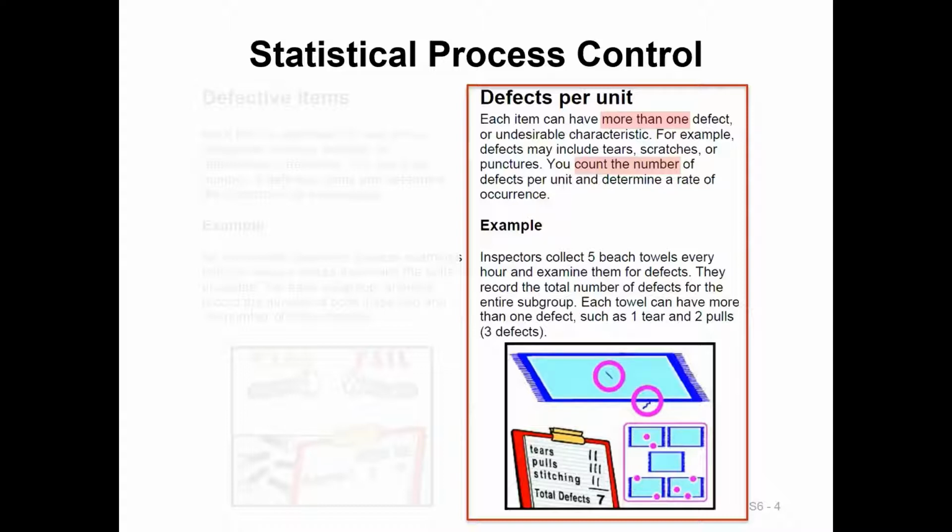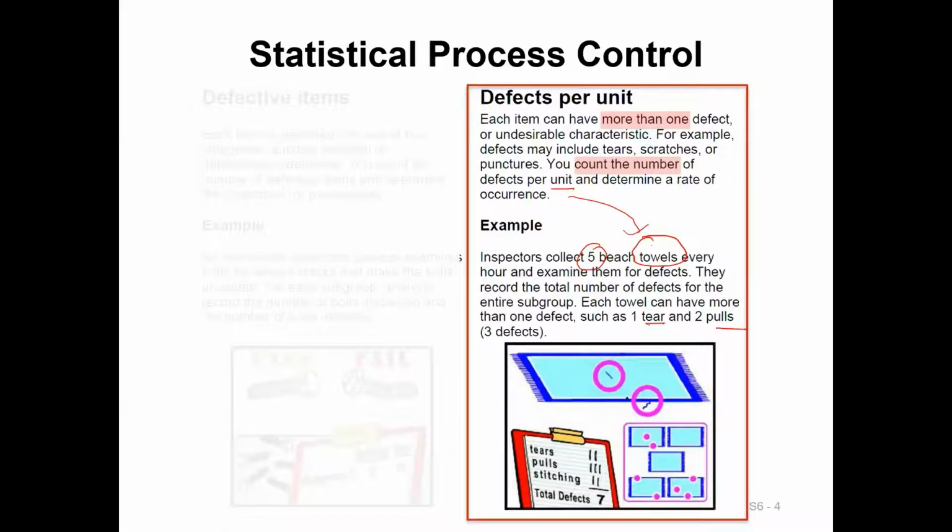And this slide gives you another example. The inspector collects 5 beach towels. The example is towel, so the unit here is per towel. The inspection is carried out to inspect the defects per towel, and they record the total number of defects of the entire subgroup. So they collect 5 towels and do the inspections to detect what defects are found in these 5 towels. The defect could be, for example, a pulled thread.